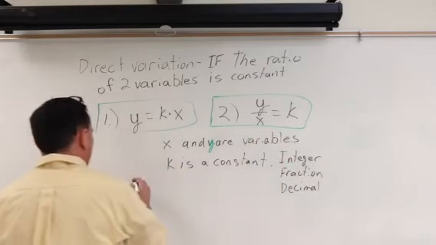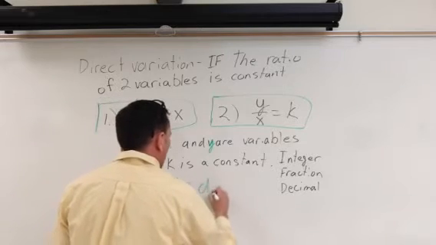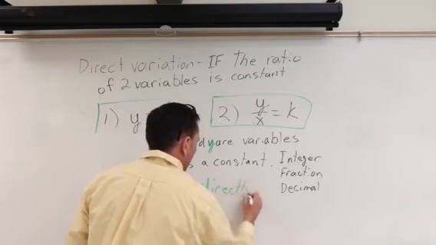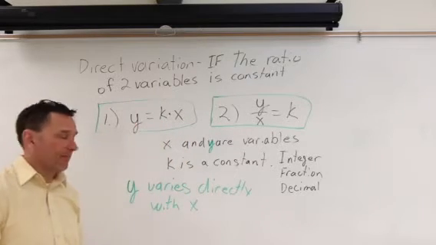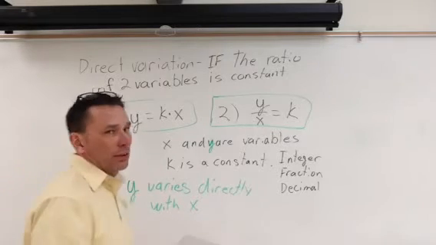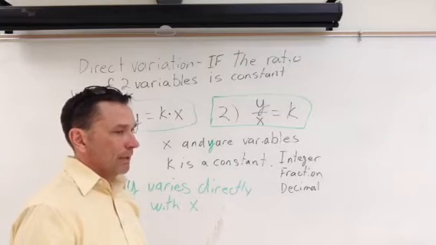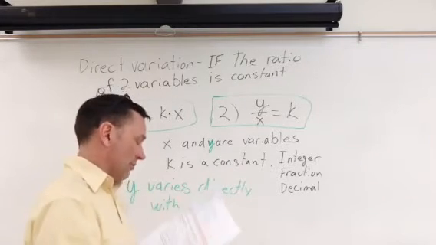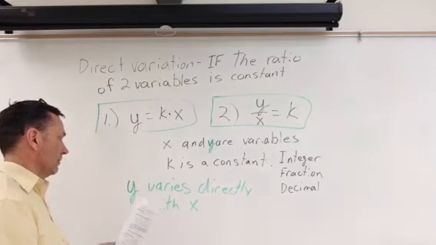So we would read this, y varies directly with x. That's how we would explain that. Y varies directly with x. Or our math score varies directly with our attendance. Or the amount of pay received is directly related with how many hours you put in, if you had a job.